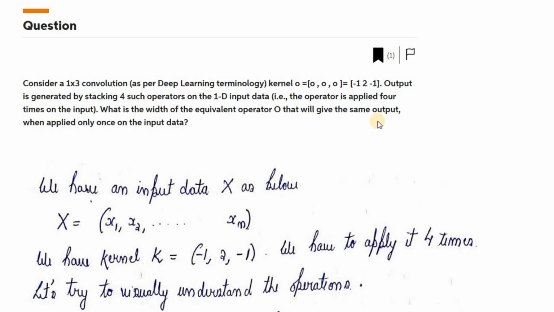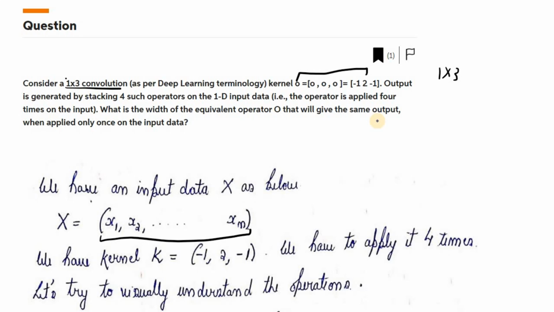We now proceed to solve one of the questions that I found on Chegg, which will help us understand the concept much better. Over here we have the usual input data x1 to xn. This is just 1D data given to us. It's already told that we have to consider a 1 cross 3 convolution, with the kernel of size 1 cross 3, and the output is generated by stacking 4 such operations on 1D input data.